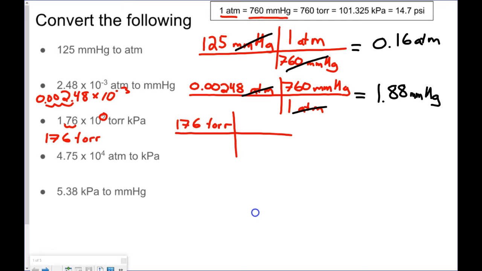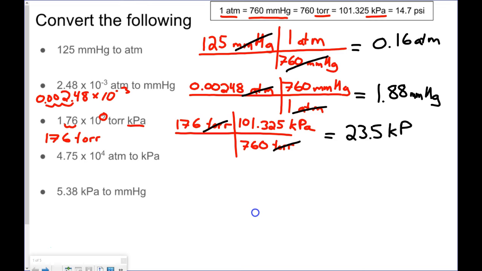So 176 torr, I need to go to kilopascals, so 760 is going to be equal to 101.325. So I'm going to put torr on the bottom, 760 torr, it's going to be equal to 101.325 kilopascals, cross them off, cancel, and I'm left with 2.35 kilopascals.